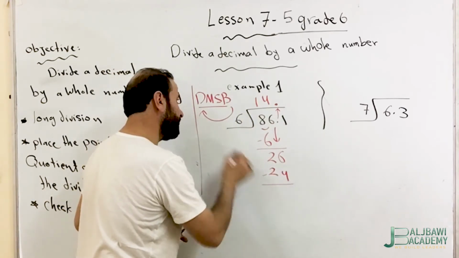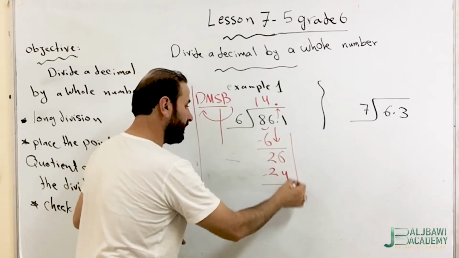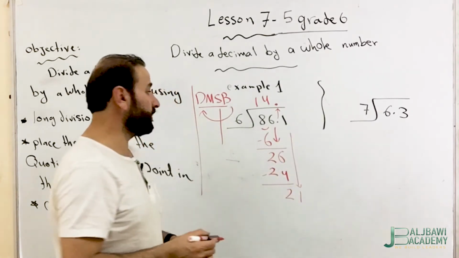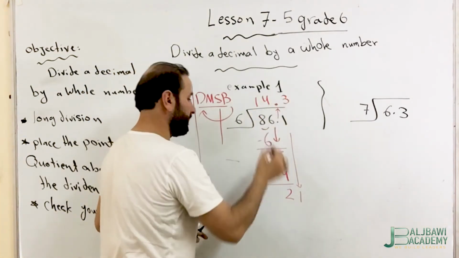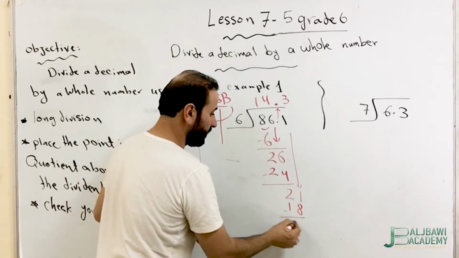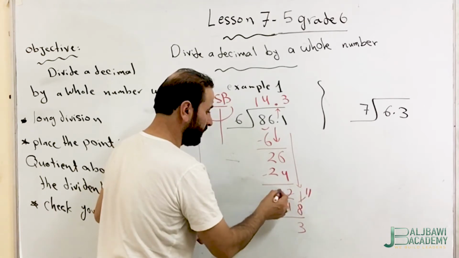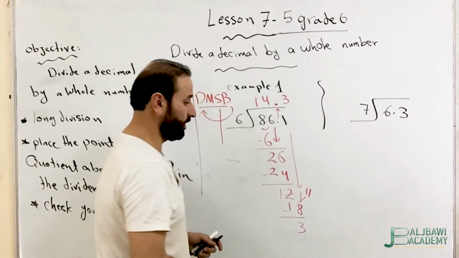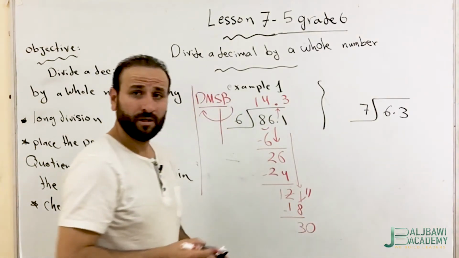Now we subtract. It is 2. Now we bring the last number, which is 1. 21 divided by 6 equals 3, because 3 multiplied by 6 equals 18. Now we subtract, we get 3. 1 minus 8 we cannot, we take 1 from the 2. This becomes 11 minus 8 equals 3. Now we continue, we put 0 and continue.